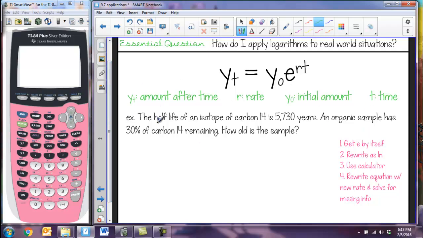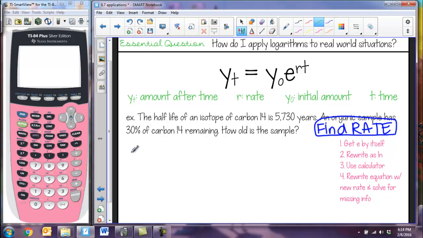So the half-life of an isotope of carbon-14 is 5,730 years. This is carbon dating. An organic sample has 30% of carbon-14 remaining. How old is this sample? Okay, these are the steps that we're going to do. So the first thing I'm going to have to do always, always, always is if they don't give you the rate, you're going to have to find the rate. And that is the most important thing. On any different types of these problems, you're going to have to find a rate.